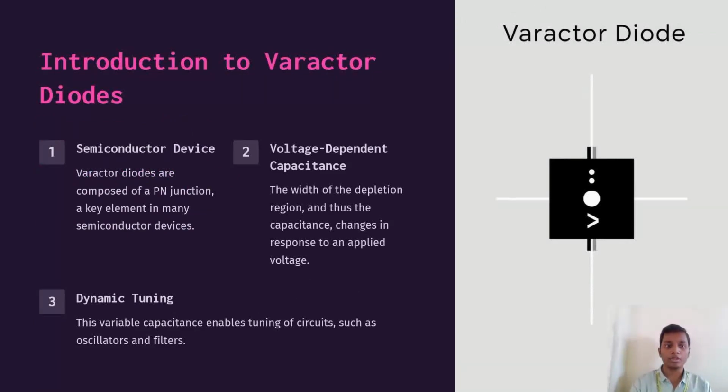Introducing a varactor diode. Semiconductor devices. Varactor diodes are composed of a PN junction diode, a key element in many semiconductor devices. Voltage dependent capacitance. The width of the depletion region and thus the capacitance changes in response to an applied voltage. Dynamic tuning. This variable capacitance enables tuning of circuits such as oscillators and filters.